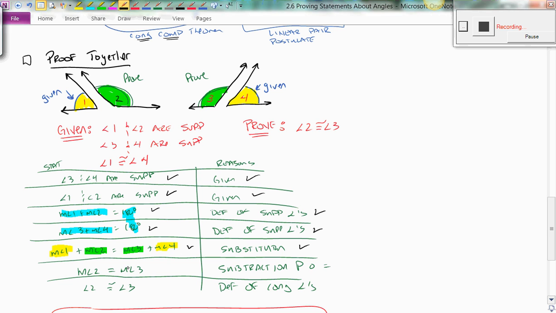Then we use the fact that the measure of angle 1 is congruent to the measure of angle 4. Ooh, I should have put that in there. That goes right here, excuse me. The measure of angle 1 is congruent to the measure of angle 4, and that was given. So that means that 1 and 4 are the same. So the measure of angle 2 is equal to the measure of angle 3 when you subtract the measure of angle 1 and the measure of angle 4 from both sides, giving you that angle 2 is congruent to angle 3 by definition of congruent angles. That was kind of tough. And again, I left this part out in the proof, so make sure you take a look at that.